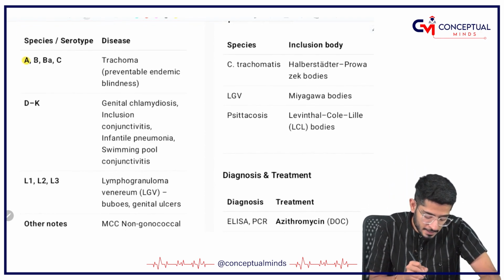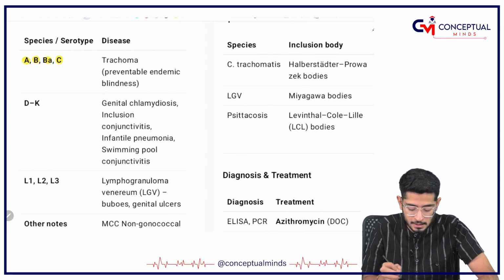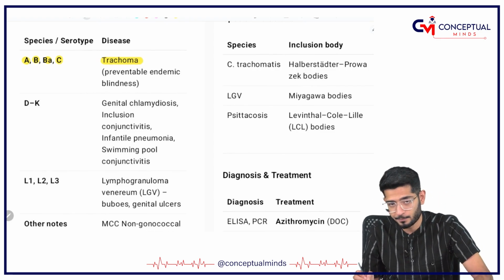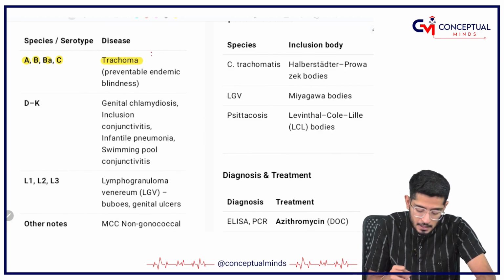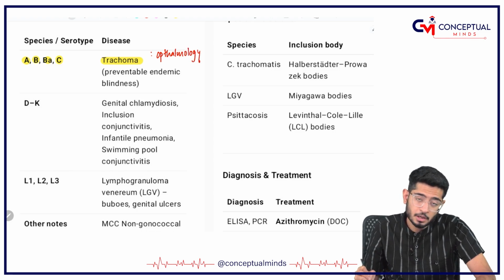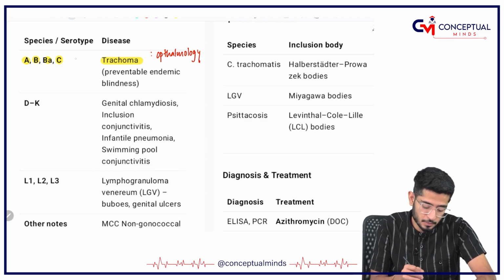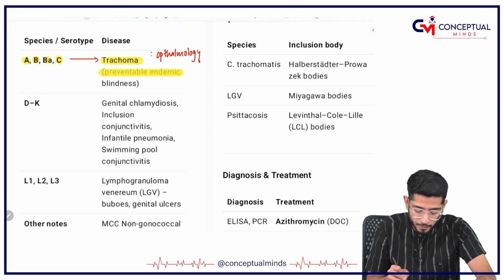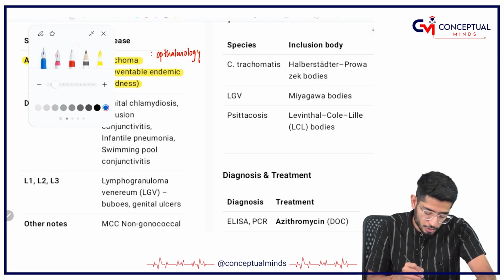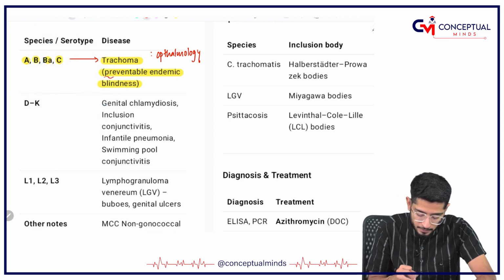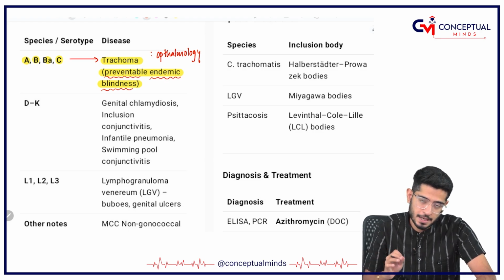For example, A, B, BA and C, they are responsible for causing trachoma. Now, trachoma we will discuss in the subject of ophthalmology. The ophthalmology faculty will take your trachoma part. So, trachoma A, B, BA, C is responsible for causing trachoma, and please remember that trachoma is nothing but preventable endemic blindness. So, trachoma is what? It is preventable, it is endemic, it is blindness. So, A, B, C are responsible for causing trachoma.